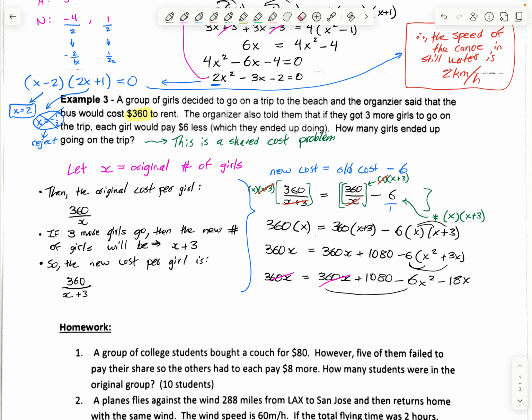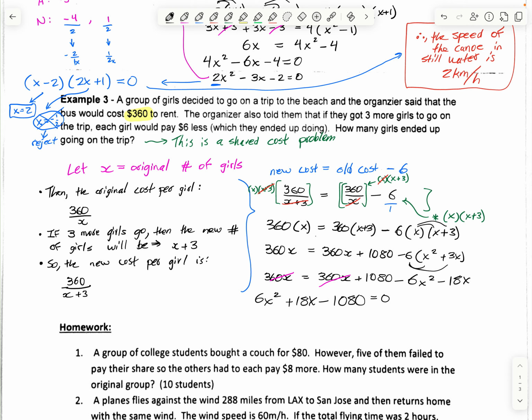Okay, I'm going to divide everything by 6. I know that they're all divisible by 6, believe it or not. They're all factors of 6. And I would get this. So dividing by 6, I get x squared plus 3x minus 180. And I quickly just check this. 1080 divided by 6 is 180. Yes, that does work out.